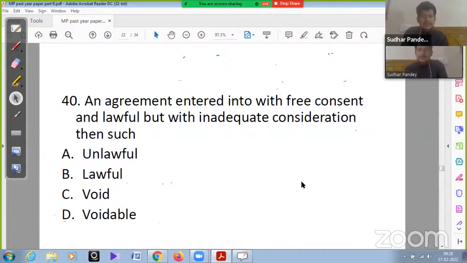For 40, the correct answer will be B, B for Bangalore, that is lawful. I hope it is clear. Question number 40 to all of you.